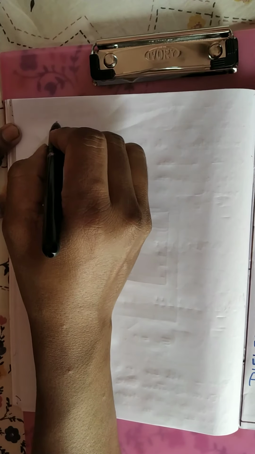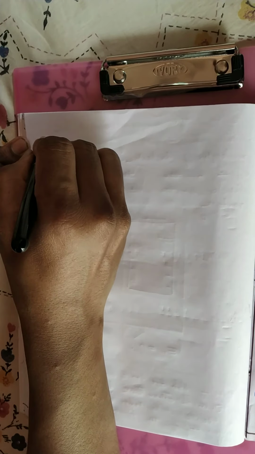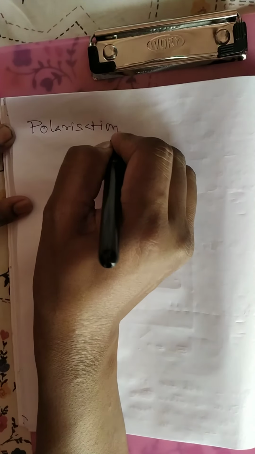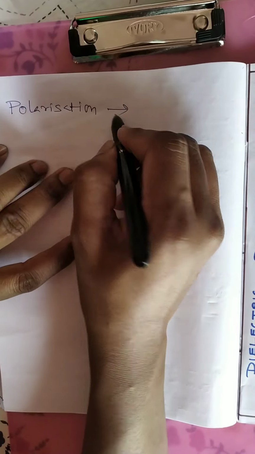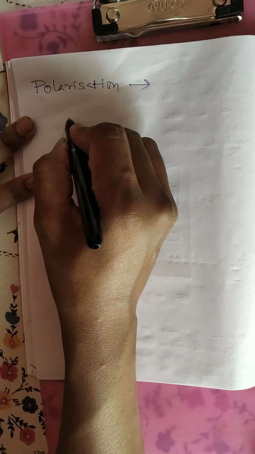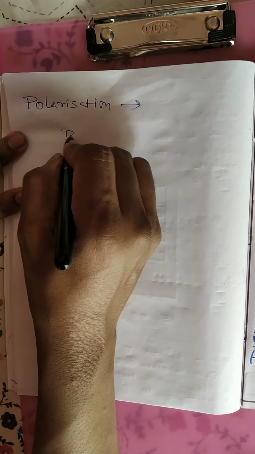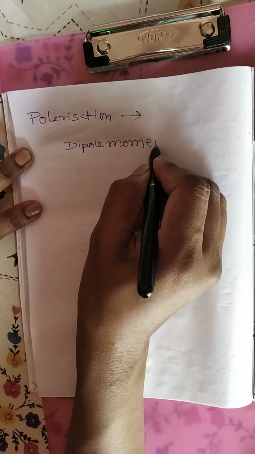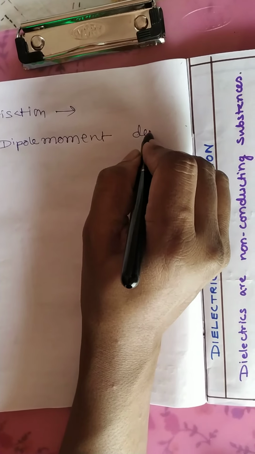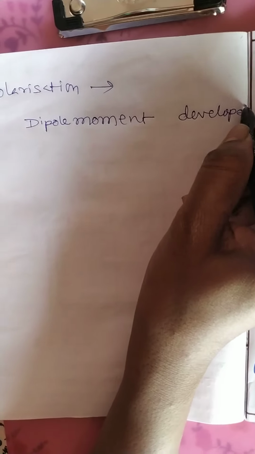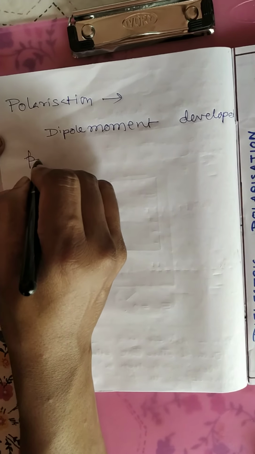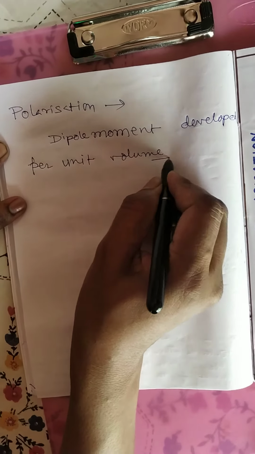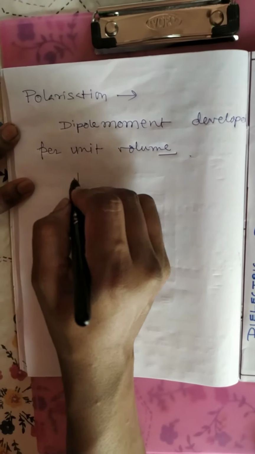Okay, so how to measure the dielectric polarization? This polarization is measured by the dipole moment developed per unit volume. Okay, it is represented by the vector P.